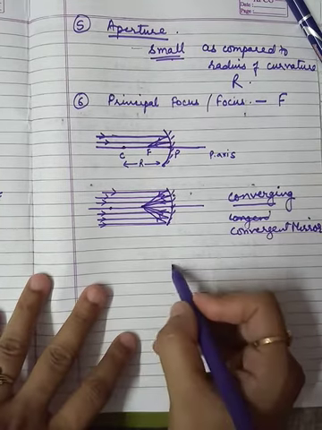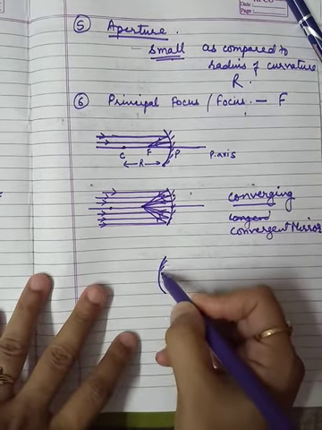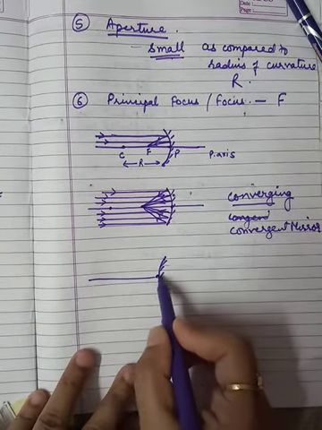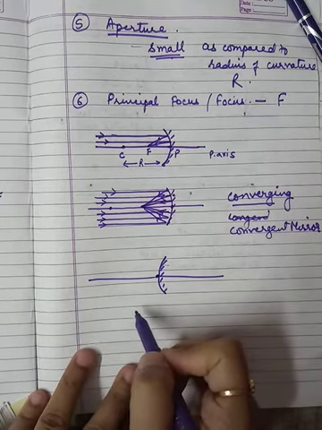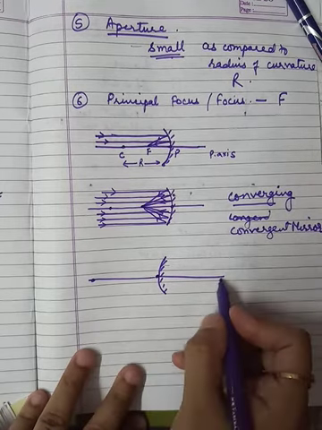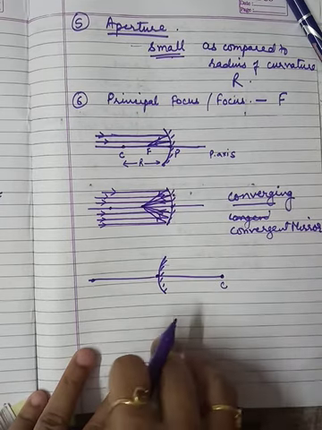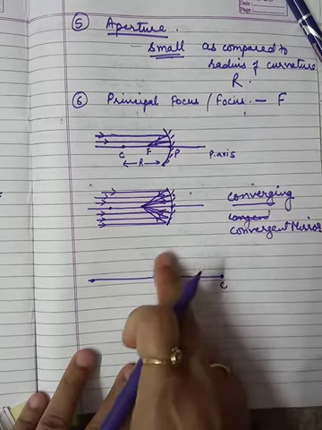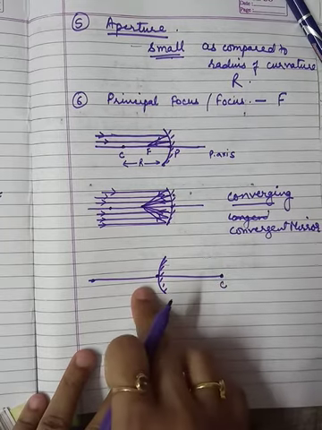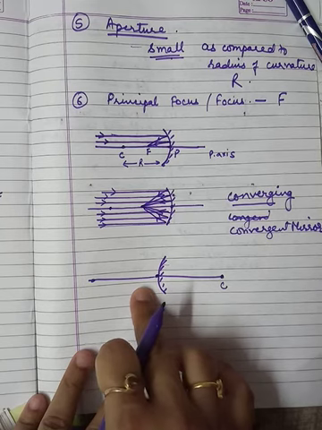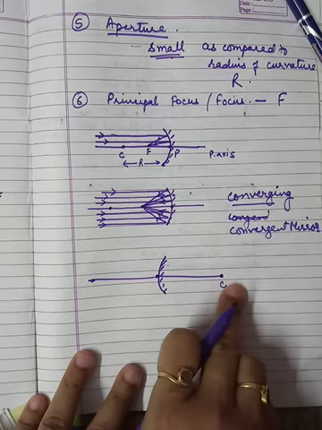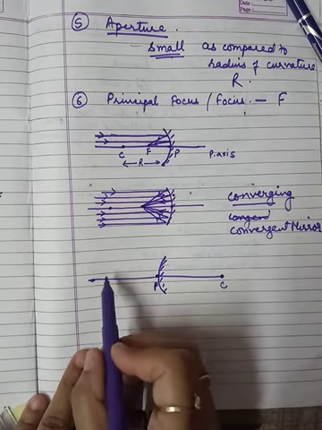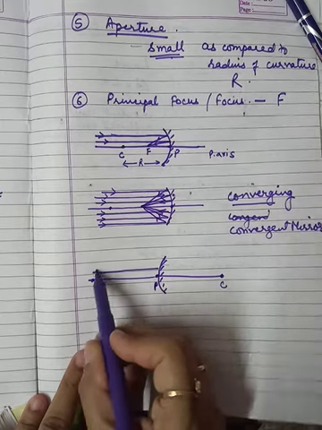Okay, now for the convex mirror I will draw it like this, and this is the principal axis, this is the center of curvature. Mind you, the center of curvature is to this side because the curvature is towards this side. We have just polished it from the outer surface, so the center will remain towards this side only. This is the pole, this is the center of curvature.